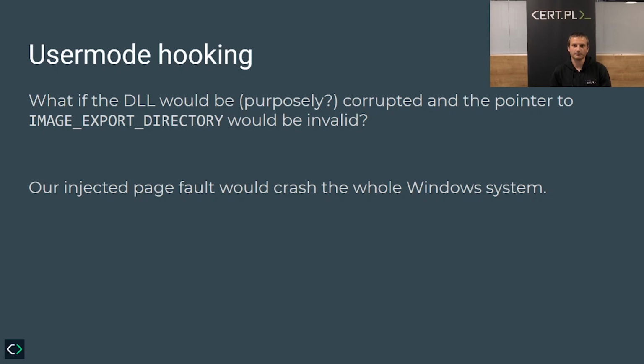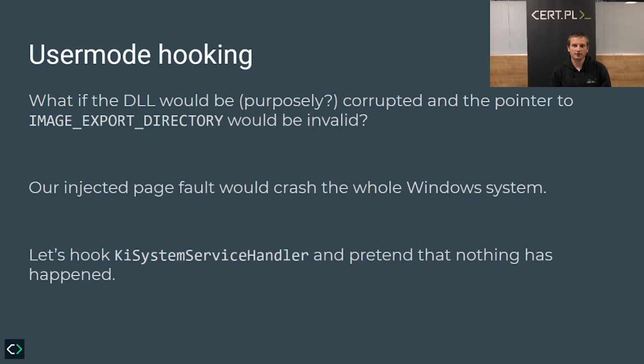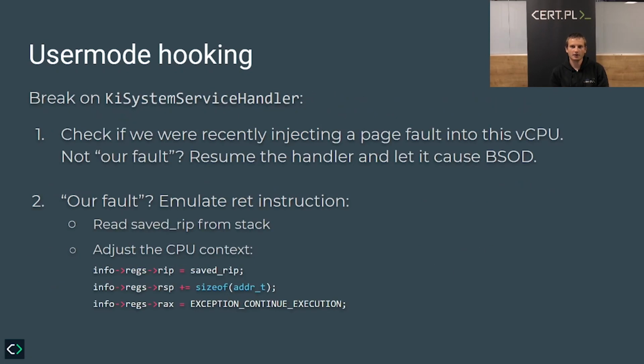Some problems. The export directory might be corrupted, and placing a page fault on it would then crash the system as a whole. But we can hook the handler for blue screens in Windows and pretend nothing happened. So before placing the page fault, we put a flag that we're messing with something, and in this handler we're checking if it's our fault, and if so, we're just silently continuing execution. If it's not our fault, we just pass the execution and show the blue screen.